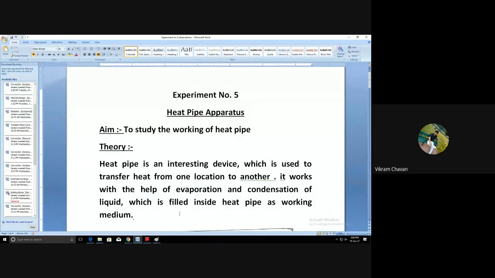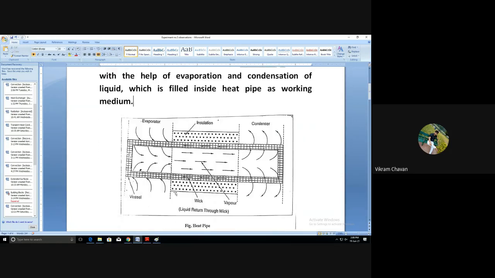This heat pipe takes the help of the latent heat of evaporation and the latent heat of condensation of the working fluid, and on the basis of those two heats only, the whole working of the heat pipe can be carried out. We have discussed that there are two important sections in a heat pipe, the evaporative section and the condenser section.